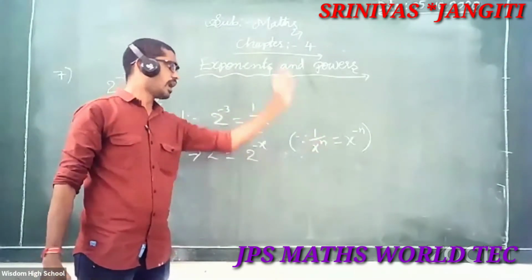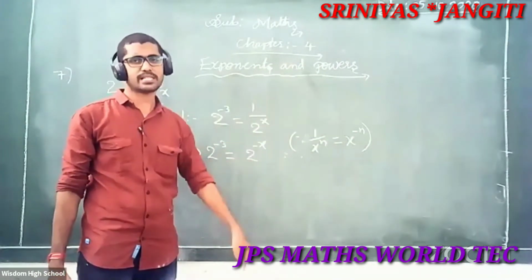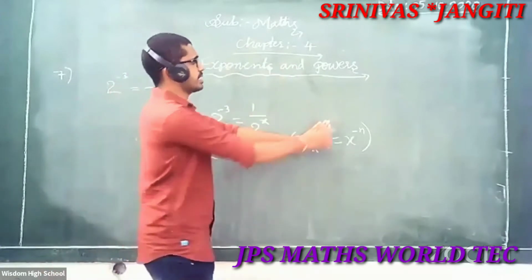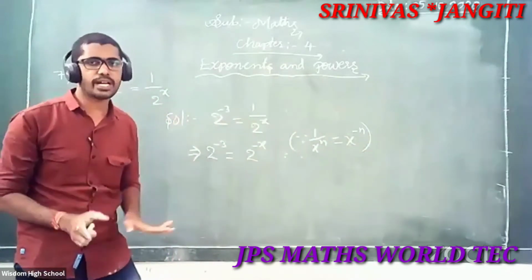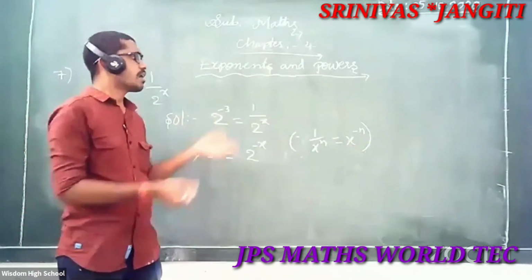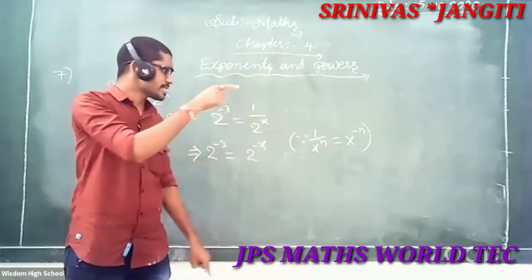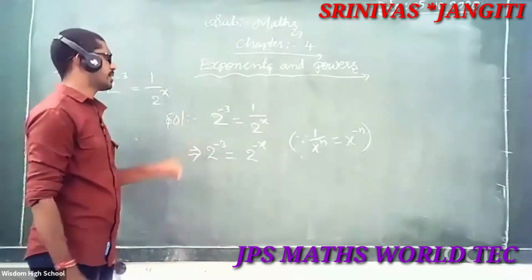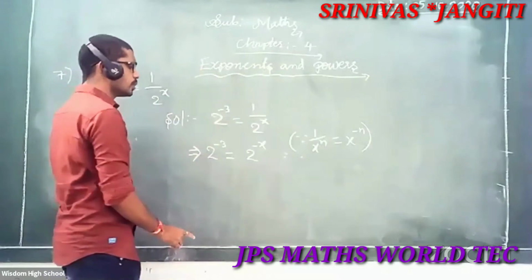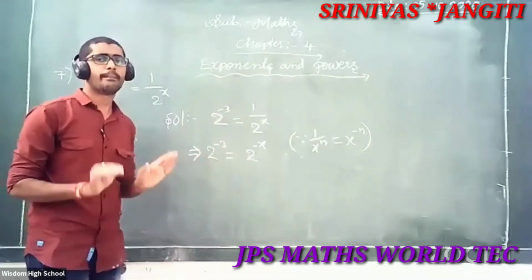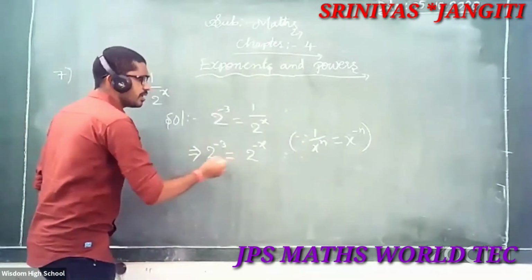Observe this: 1 by x to the power of n is equal to x to the power of minus n. Here the plus goes up as minus; if the minus is upside, take it down as plus. You will know that already. Suppose x to the power of minus n is equal to 1 by x to the power of n, but here it is reversed: 1 by x to the power of n is given, then x to the power of minus n. So the problem becomes 2 to the power of minus 3 is equal to 2 to the power of minus x. Is it simple?